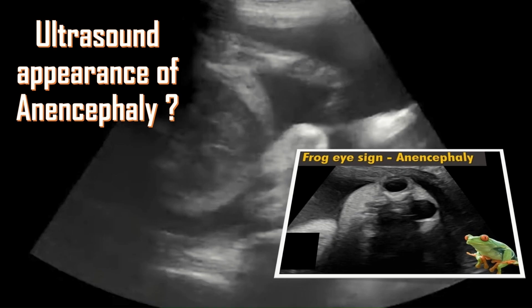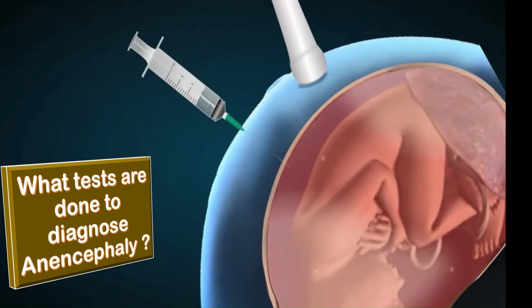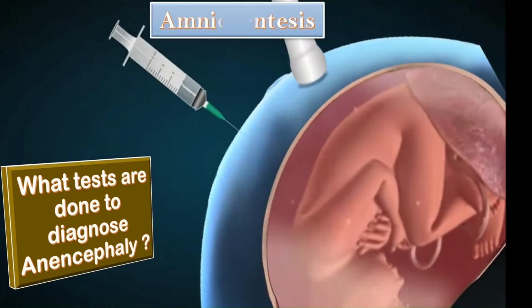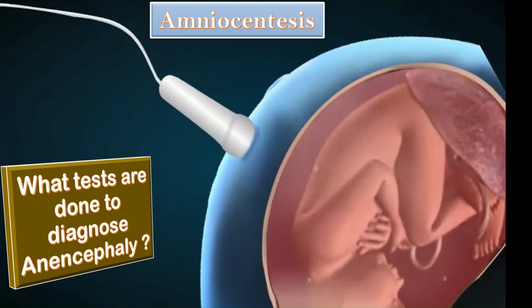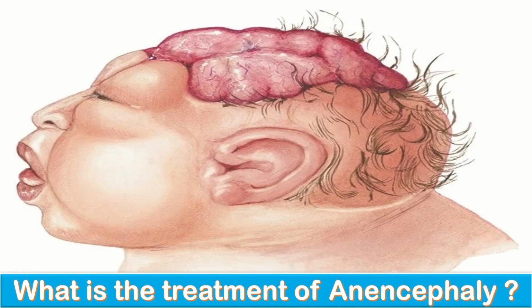What tests are done to diagnose anencephaly? As some cases of anencephaly may be associated with abnormal chromosomes, we offer an amniocentesis. Unfortunately, the tissue may sometimes fail to allow chromosomes to be determined. What is the treatment of anencephaly? There is no known cure or standard treatment for anencephaly. Almost all babies born with anencephaly will die shortly after birth.